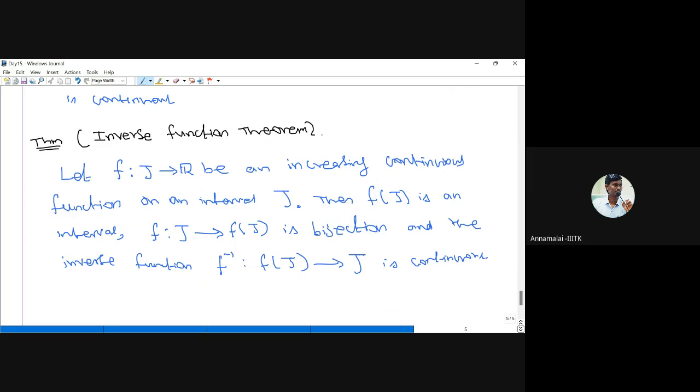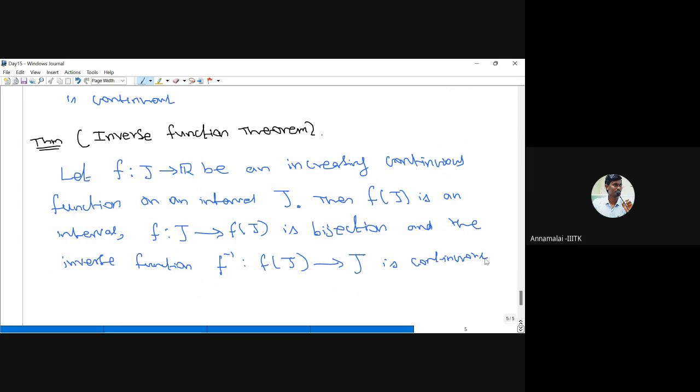But in general, even if f is continuous, the f inverse need not be continuous. Even so, f inverse exists only when f is a bijection. If f is not a bijection, then f inverse does not exist. Even when f inverse exists, f inverse need not be continuous. But if you take f of J to be an interval, then this happens. So just go through the thing.